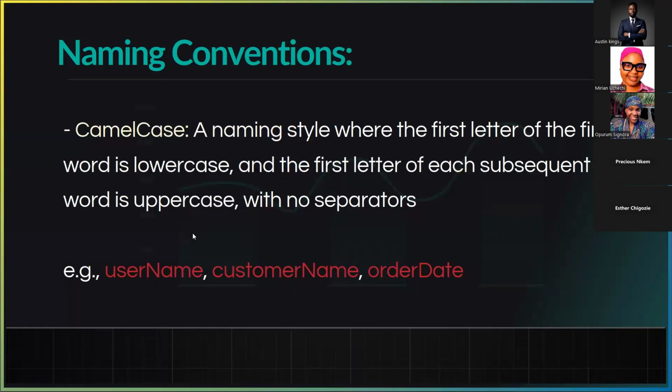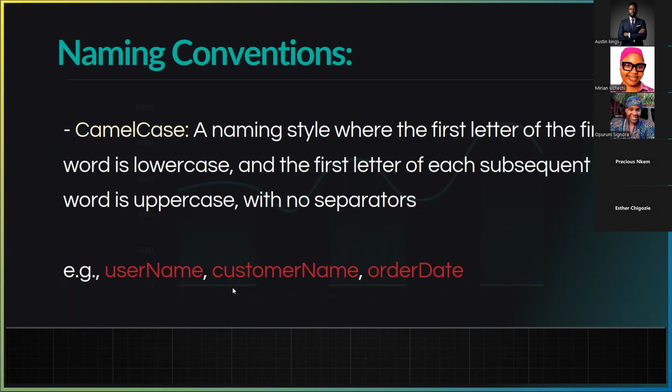So this is the camel case, a naming style where the first letter of the first word is lowercase, and the first letter of each subsequent word is uppercase with no separators. So you can see right here, this is the camel case. You can see the first letter of the first word is lowercase.